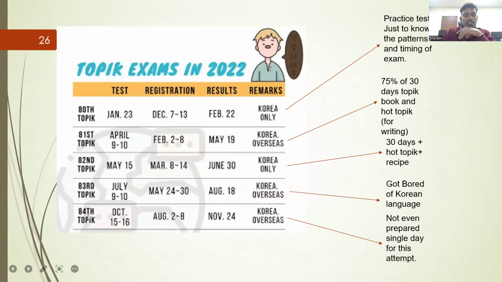And the 84th exam, I attended. For this, I didn't prepare. I just went and wrote the exam because I had applied. I couldn't spend time preparing for this exam because at that time I had enrolled in my PhD, so I should have focused on my PhD. But surprisingly, I got level 5 in this exam.